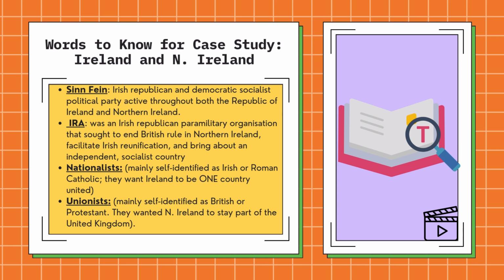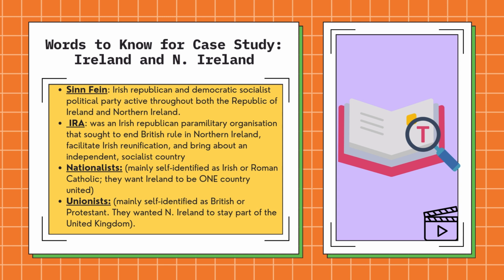Okay, so here are some words to know for the case study for Ireland and Northern Ireland. Sinn Féin is an Irish Republican and Democratic Socialist political party that's active throughout both the Republic of Ireland and Northern Ireland. The words literally translate to ourselves or we ourselves. The IRA is an Irish Republican paramilitary organization that sought to end British rule in Northern Ireland and facilitate Irish reunification and bring about an independent socialist country.